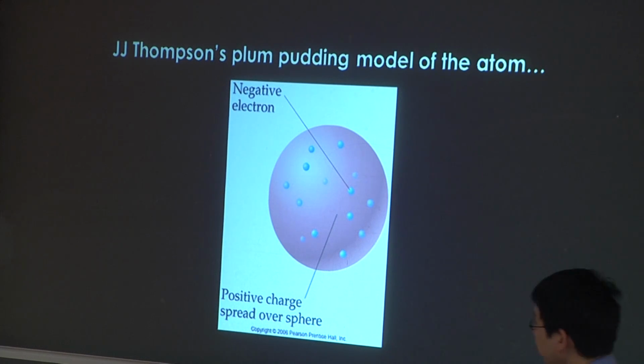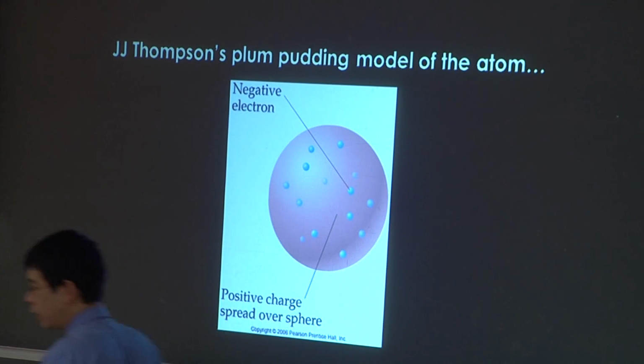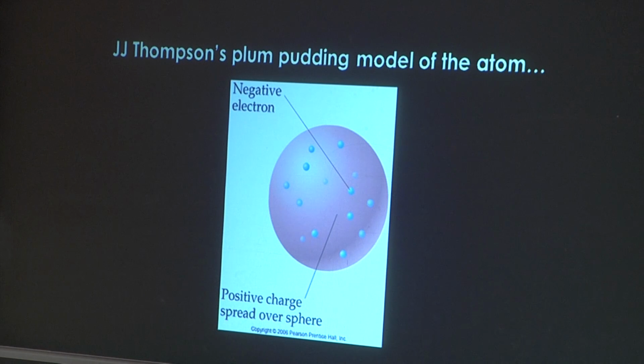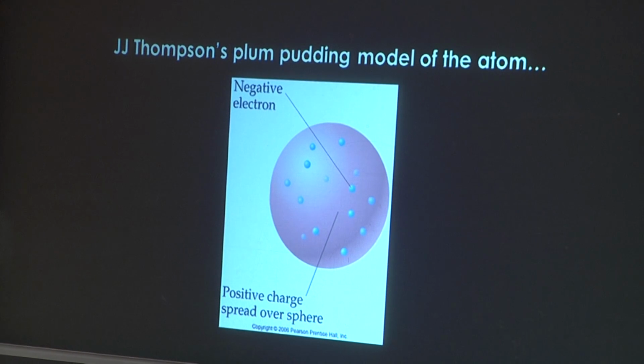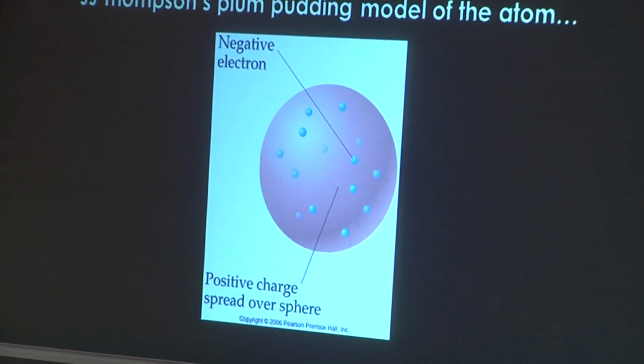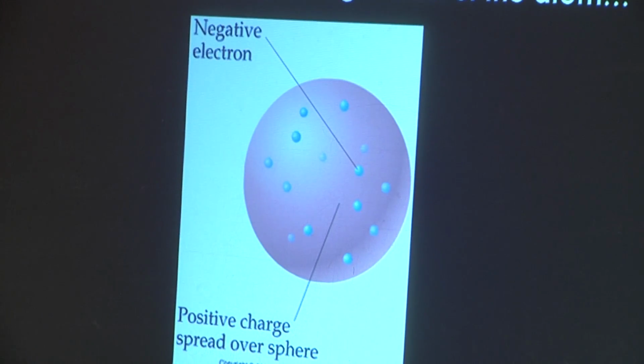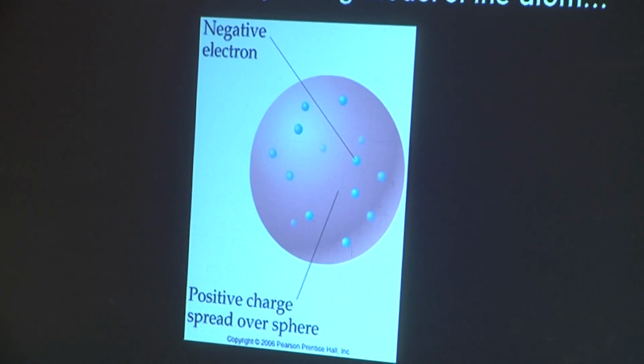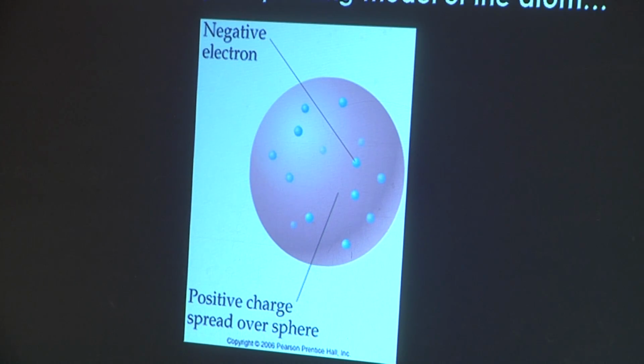J.J. Thomson was renowned for many things. He did a lot of studies on charged particles that come from atoms. He developed a technique called mass spectrometry, which still gets used today in various forms. But his famous model of the atom turned out to be quite incomplete or quite incorrect.